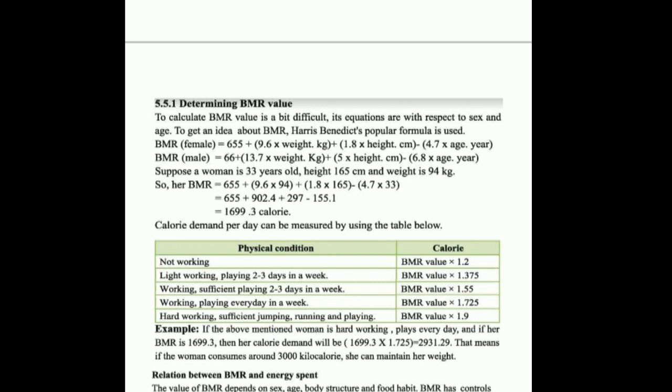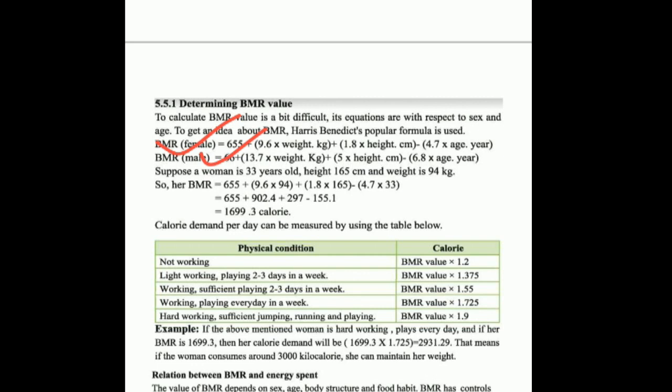To calculate the BMR value is a bit difficult. Its equations are with respect to sex and age. To get an idea about BMR, the popular Benedict formula is used: BMR for male and BMR for female. There are two formulas. Suppose a woman is 33 years old, height 165 centimeter and weight is 94 kilogram. So here her BMR will be around 1699.3 calorie. Calorie demand per day can be measured by using the table below.